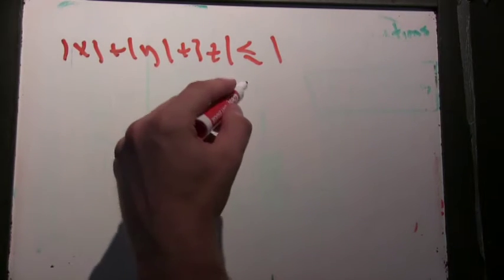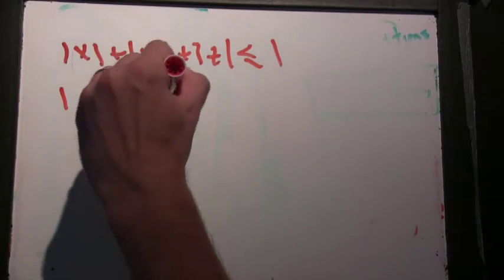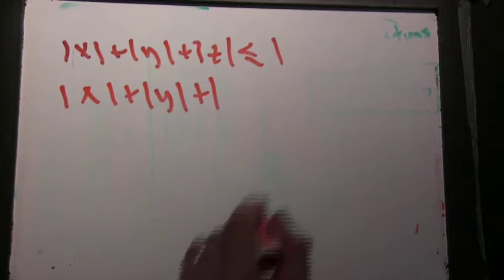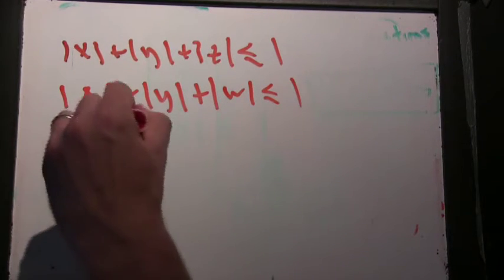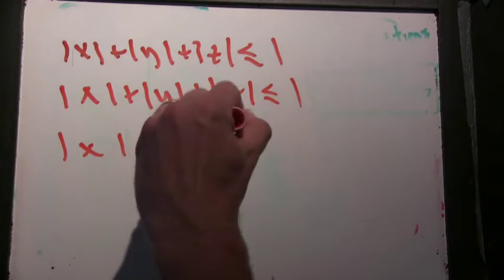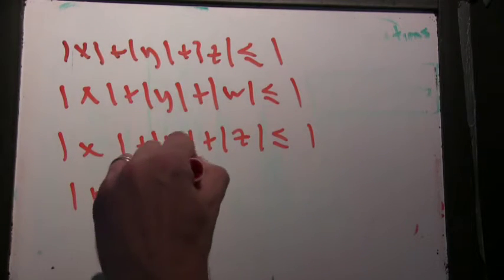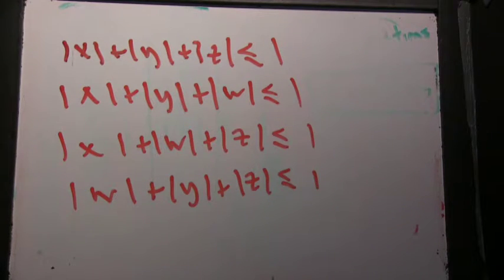Absolute value of x plus absolute value of y plus absolute value of z is less than or equal to 1. Absolute value of x plus absolute value of y plus absolute value of, what do you want to call the 4th variable? W. W, yeah. That's fine. Absolute value of x plus absolute value of w plus absolute value of z less than or equal to 1. And then absolute value of w, absolute value of y plus absolute value of z less than or equal to 1. It's 4.